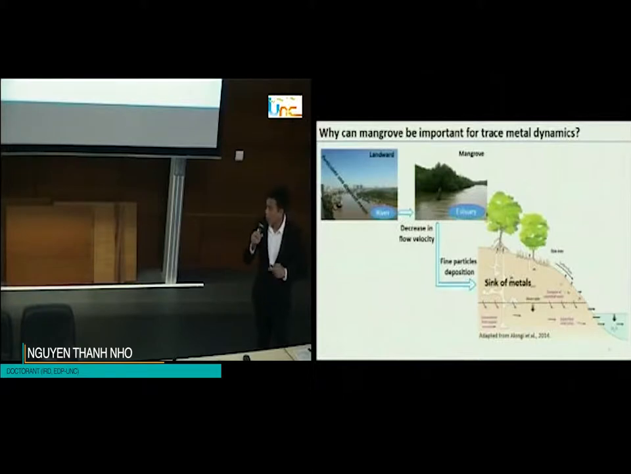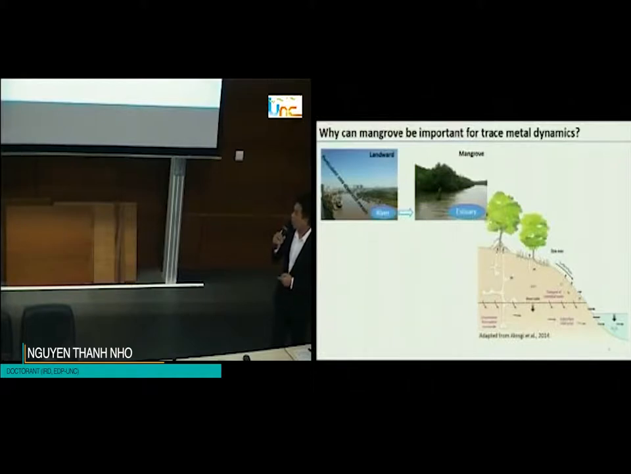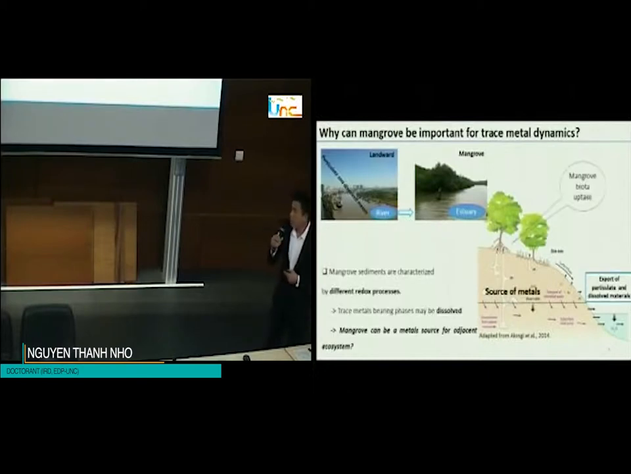In addition, when entering the brackish water, fine particles can be deposited into the mangrove sediment due to a decrease in flow velocity, and hence mangroves can be a sink of trace metals. However, with different redox processes in sediment due to the influence of season, tide, and diversity of plant species, trace metal bearing phases can be dissolved, and then dissolved metal can be exported to the mangrove tidal creek or river and sea. Some dissolved metal can accumulate in mangrove biota. As a consequence, mangroves can be a metal source for adjacent ecosystems.